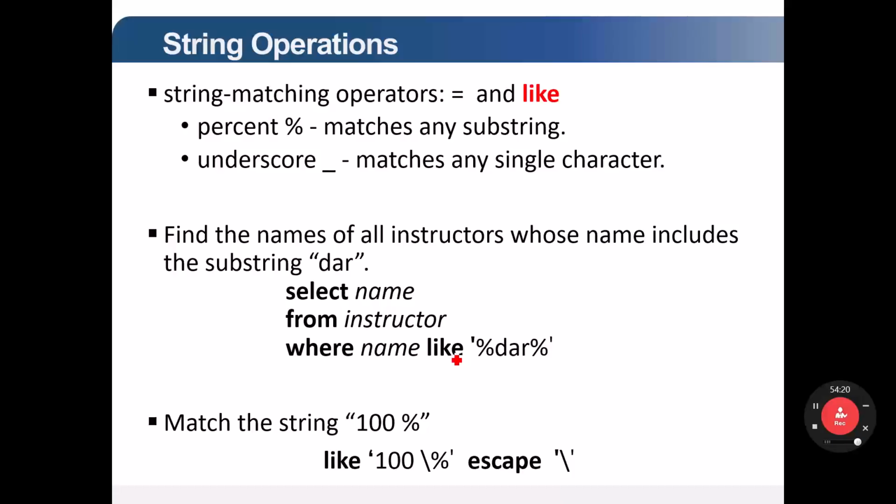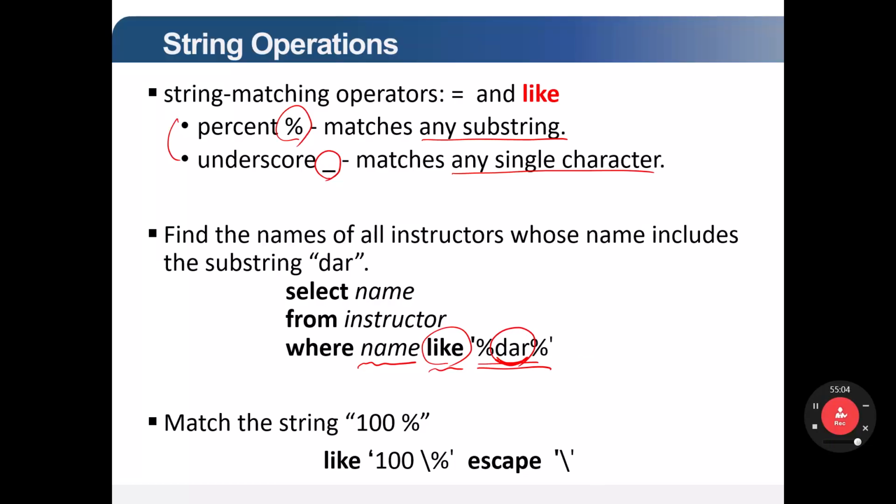So the string matching operator, like, can use two wild characters. The percentage symbol matches any number of characters, and underscore matches just one single character. So consider this expression, percentage DAR percentage. This means any string that contains DAR as a substring. DAR can appear as the prefix, postfix, or in the middle. It doesn't matter, as long as this name attribute contains these three characters, then the like operator will return true.